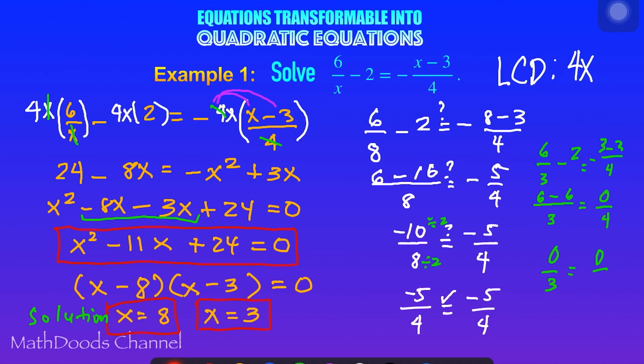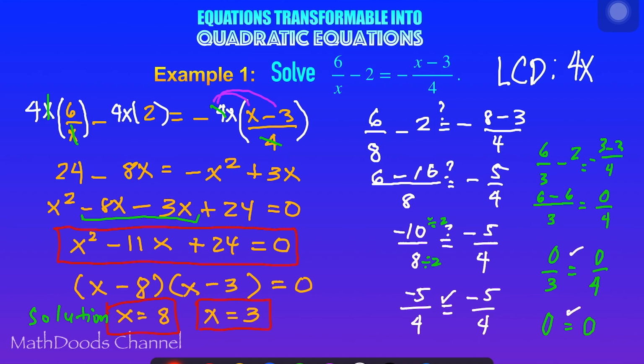Sir, hindi po sila balance. 0 over 3 yung isa, yung isa 0 over 4. No? I-divide kasi natin. 0 divided by 3 is 0. 0 divided by 4 is 0. So, balance yung equation natin pag chinek.